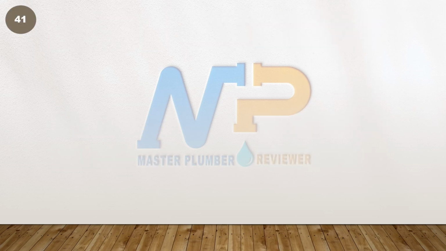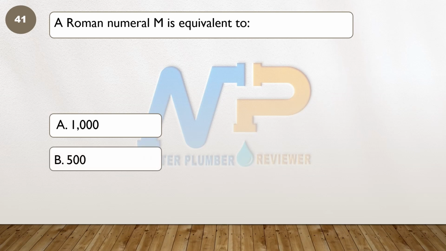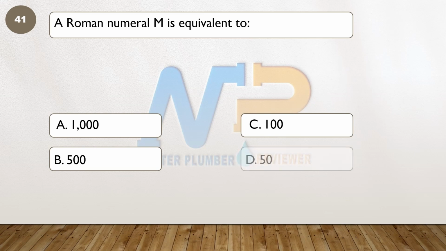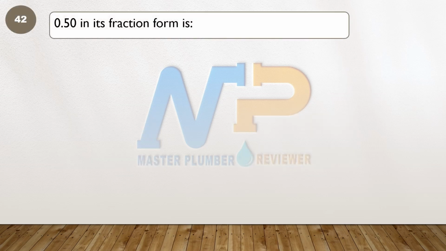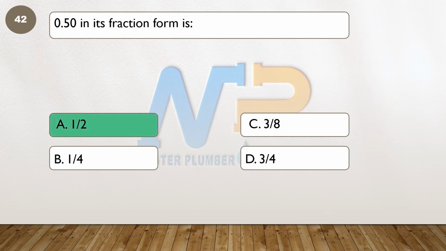Number 41. A Roman numeral M is equivalent to A. 1000. B. 500. C. 100. D. 50. The answer. It's A. 1000. Number 42. 0.50 in its fraction form is A. 1/2. B. 1/4. C. 3/8. D. 3/4. The answer. It's A. 1/2.